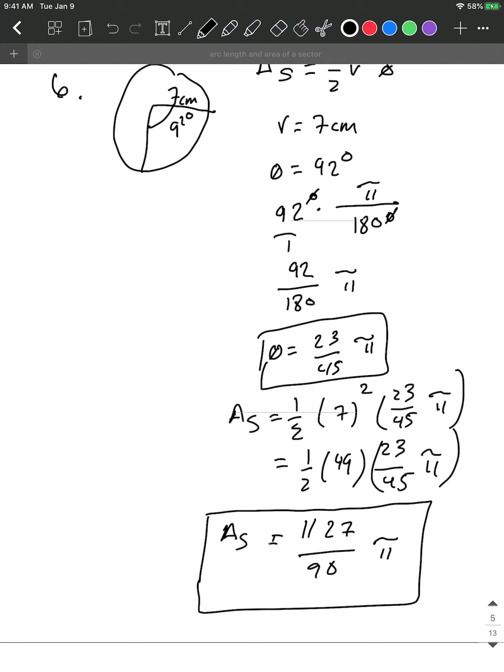So that's it for this video. We just went over some examples of area of sectors.